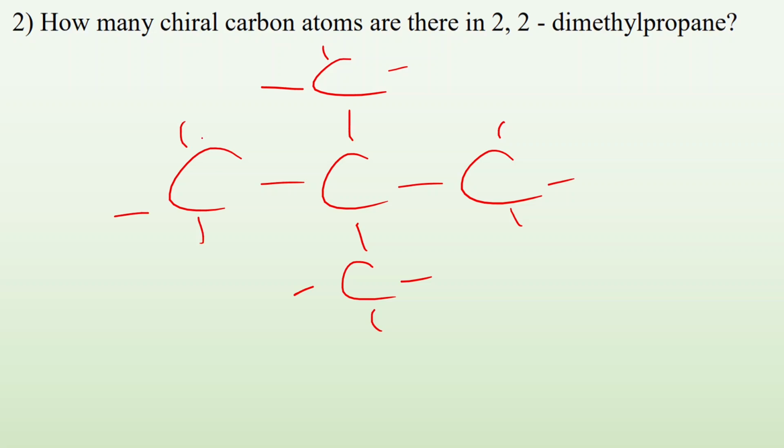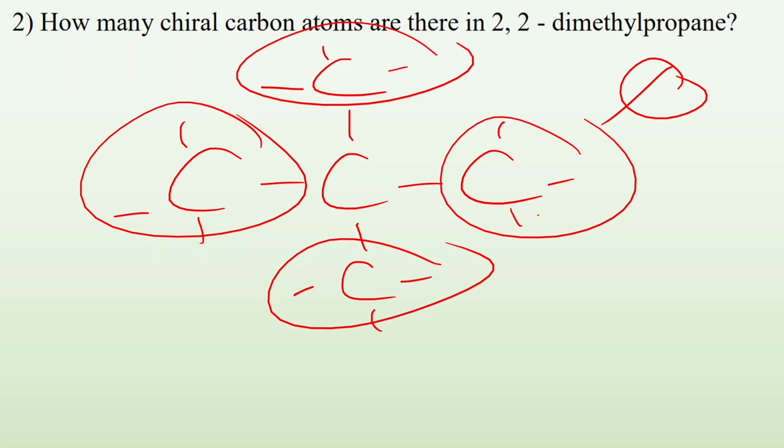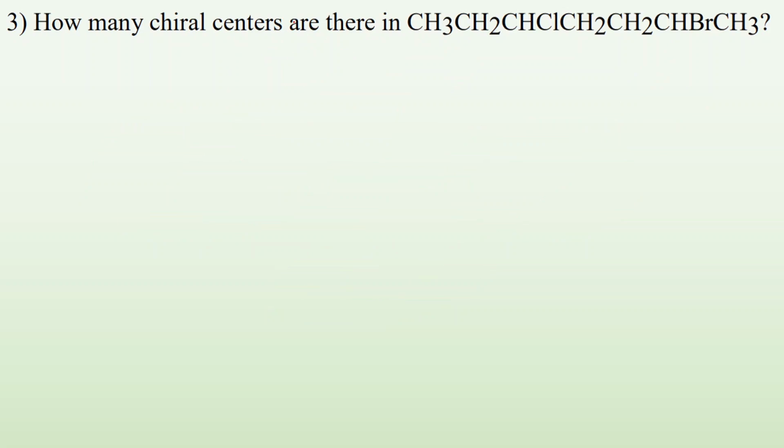So how many carbons are chiral? None of them. None of those carbons are chiral, because the center carbon has 4 identical substituent groups, and the other carbons have 3 identical substituent groups. So none of them are chiral.